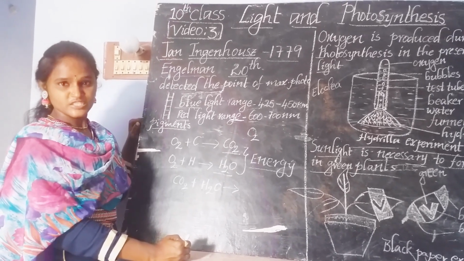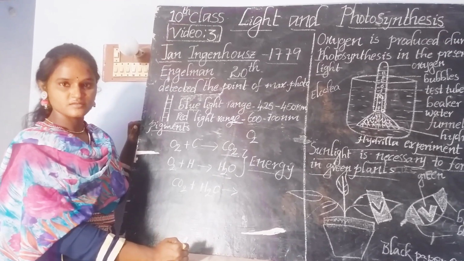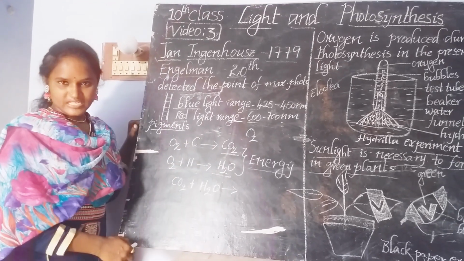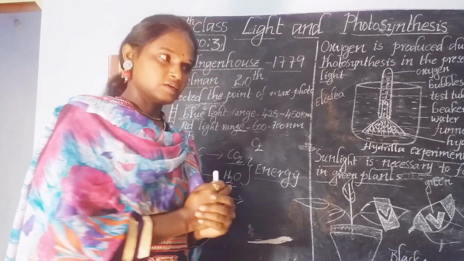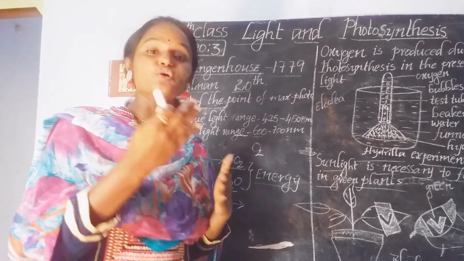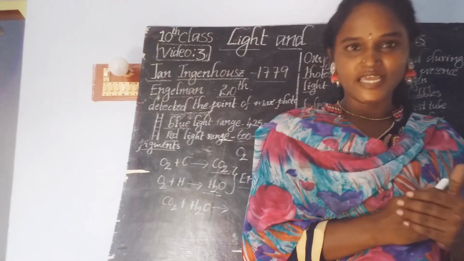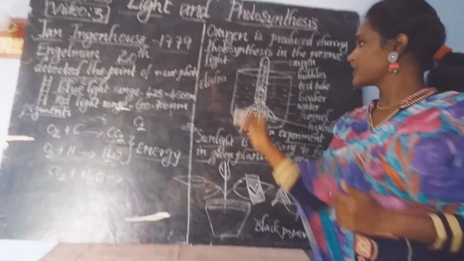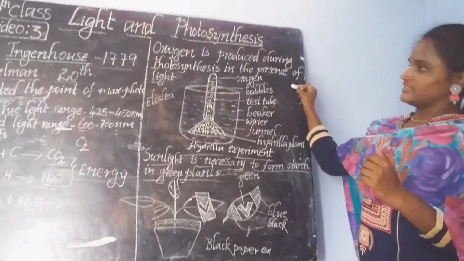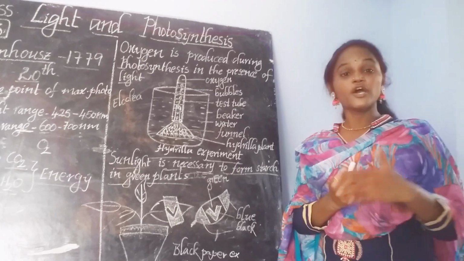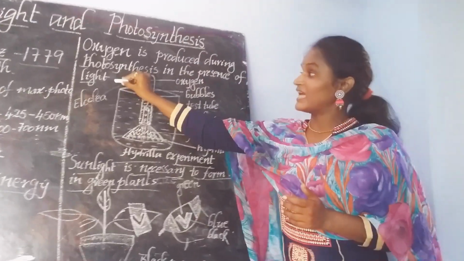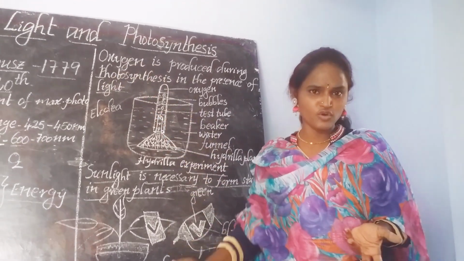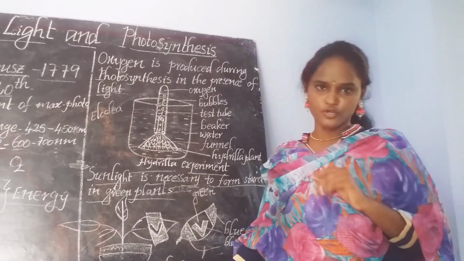produced during the process of photosynthesis in the presence of sunlight. We all know that in the process of photosynthesis, green plants are able to produce oxygen. Is it right? Yes, the plants are able to produce oxygen. Where are they able to produce oxygen? In the presence of light, sunlight. If there is no light, then there is no photosynthesis.